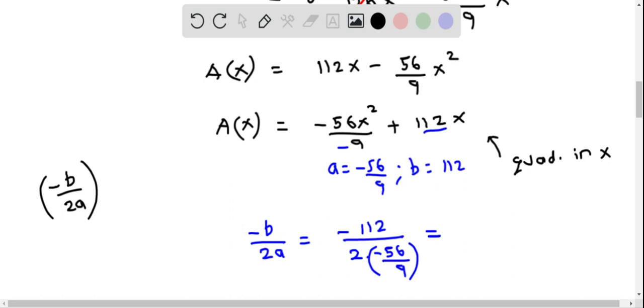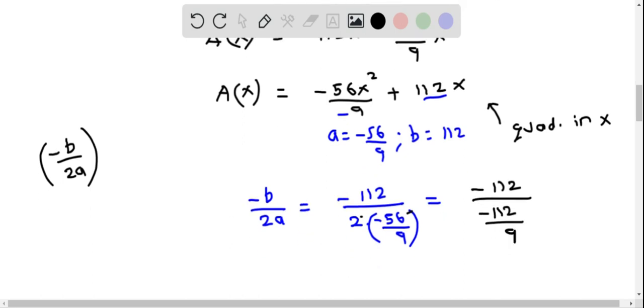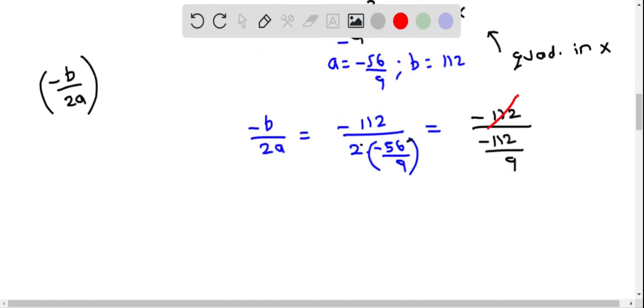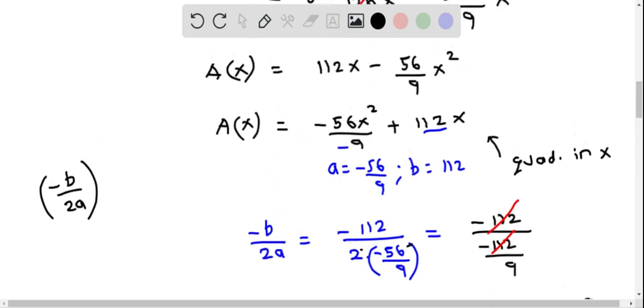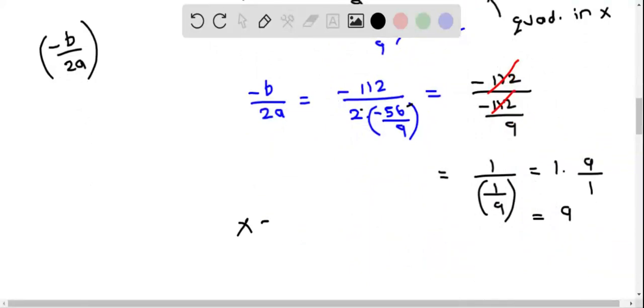So we can see that 2 times negative 56 is negative 112. So we have negative 112 divided by negative 112 divided by 9. Which means we can cancel the negative 112, and finally we are left with positive 1 divided by 1 over 9. So this is basically the reciprocal of 1 over 9, and this equals 1 times, we flip this, so we get 9. So we can clearly see that the maximum value of this function occurs at x equal to 9. So at x equal to 9, the area is maximum.